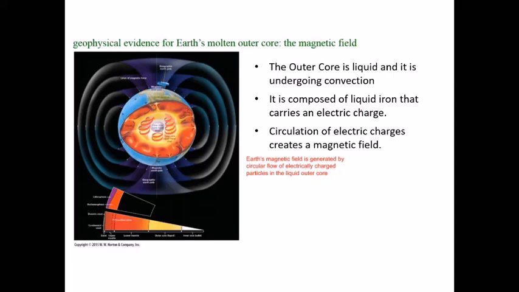So you might kind of ask, how do we know about the outer core and the inner core? And one way that we know about it is that Earth has a magnetic field. Okay, Earth has a magnetic field. That magnetic field is actually generated by the outer core. Okay, and it's generated this way.